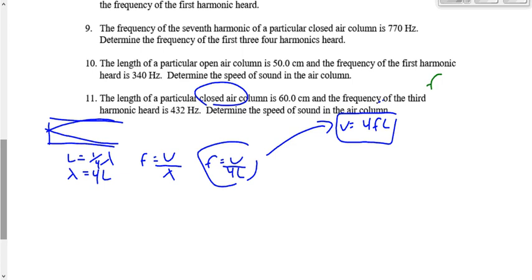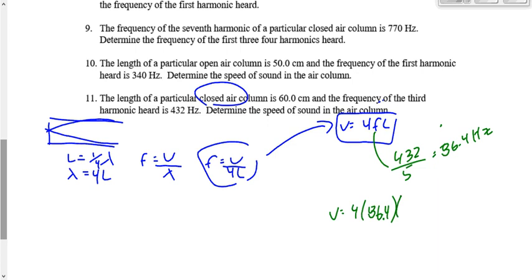What's F? That's the frequency of the third harmonic heard. We have the first, we have the third, we have the fifth. 432 divided by what? Right. And 432 divided by 5 is 86.4 hertz. So the third frequency heard here is 86.4 hertz. Now we're going to multiply that by 4, and then by the length of the air column. Do that, works out to be 207 meters per second.